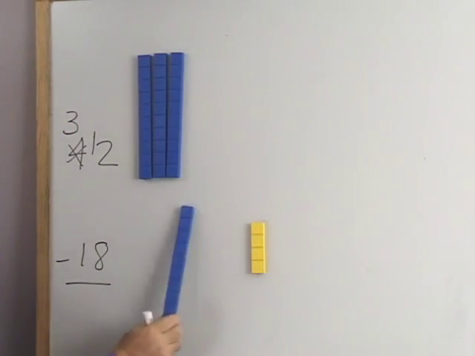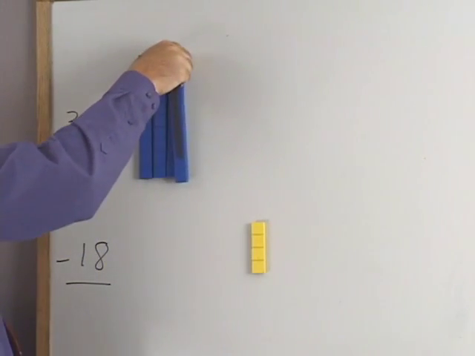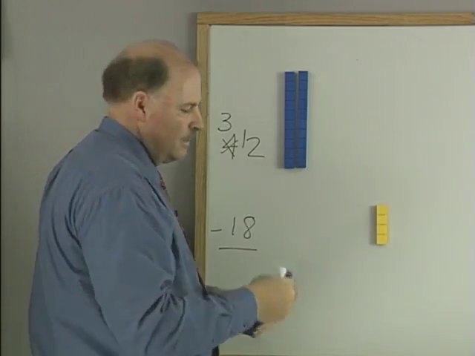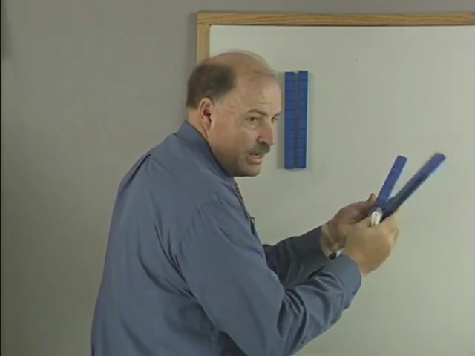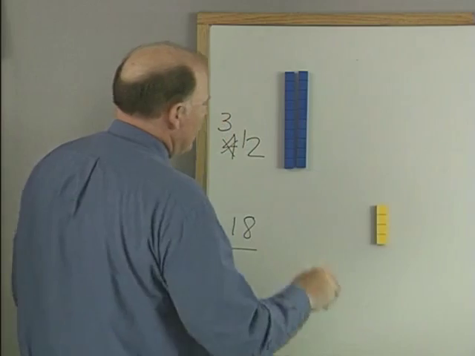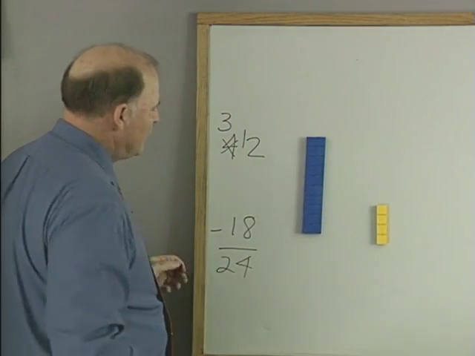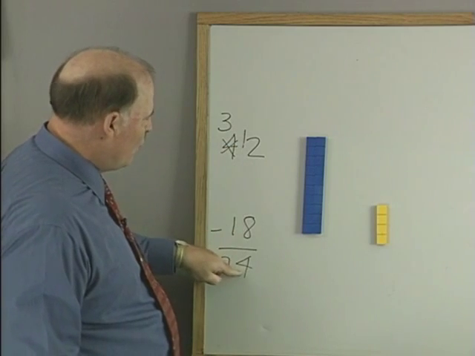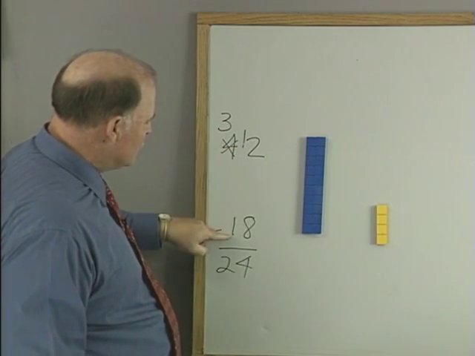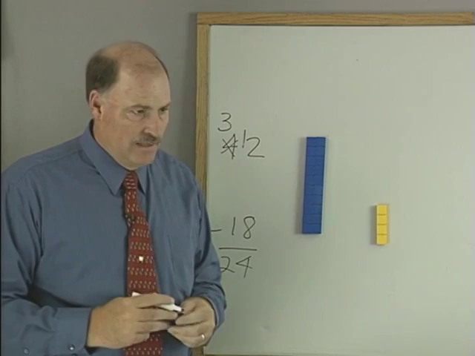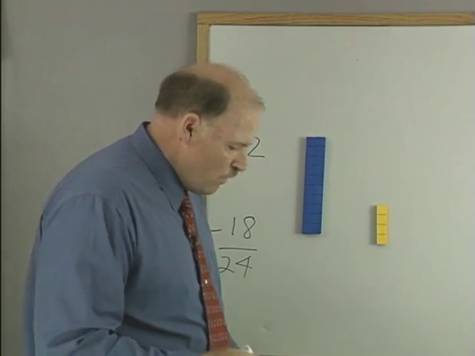Okay, now can we take the 10 upside down here? Yep. And how much does that make? 24. So what we have left is 2 tens and 4 units. Does that make sense? 12 minus 8 is 4, and 3 tens minus 1 ten is 2 tens. That work? Okay, let's try one more.